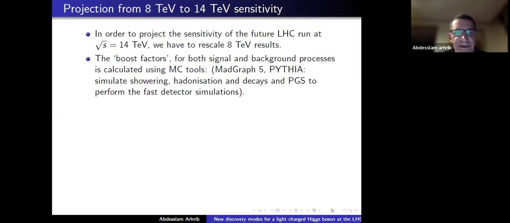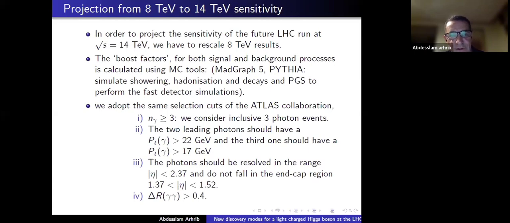Okay, in order to project the sensitivity of the future LHC run at 14 TeV, we have done a rescaling, because the data from 2015 was only for 8 TeV. So we did the rescaling and we could do the projection from 8 to 14 TeV. We apply the same cuts that have been used by ATLAS, which are listed here. And we try to see if the doublet model is ruled out by this ATLAS search or not. So the answer is in the next slide.